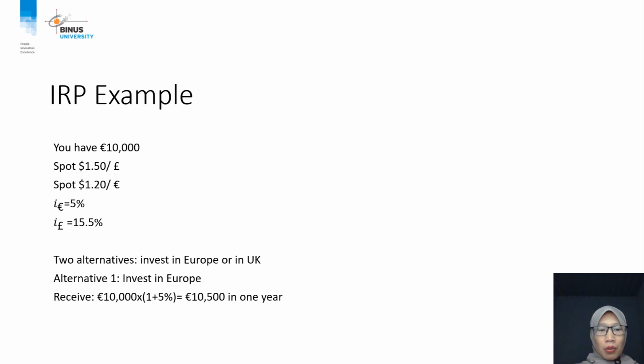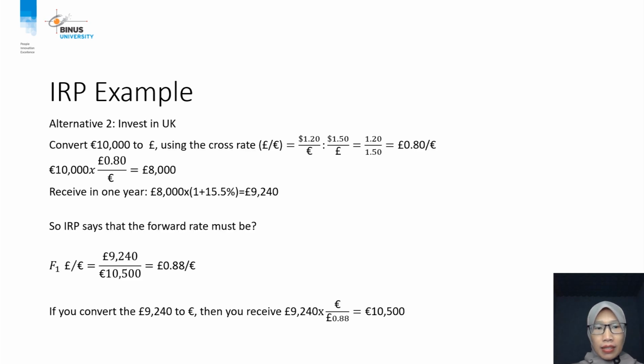If you invest in euro, you are going to receive 10,500 euro in 1 year. You get this number by multiplying 10,000 euro today by the 5% interest rate. The second alternative is investing in the UK. When you want to invest in the UK, you have to convert your euro into pounds. So next, you have to find the cross rate between pound and euro. So the pound is 0.80 per euro.